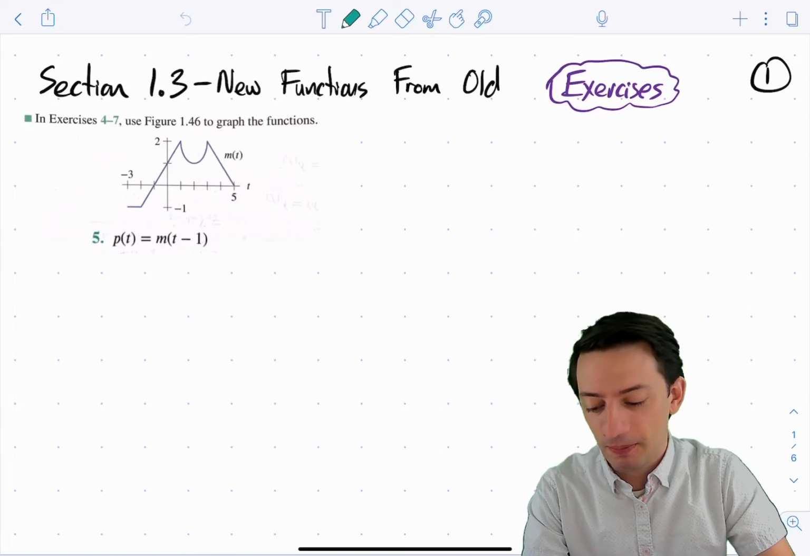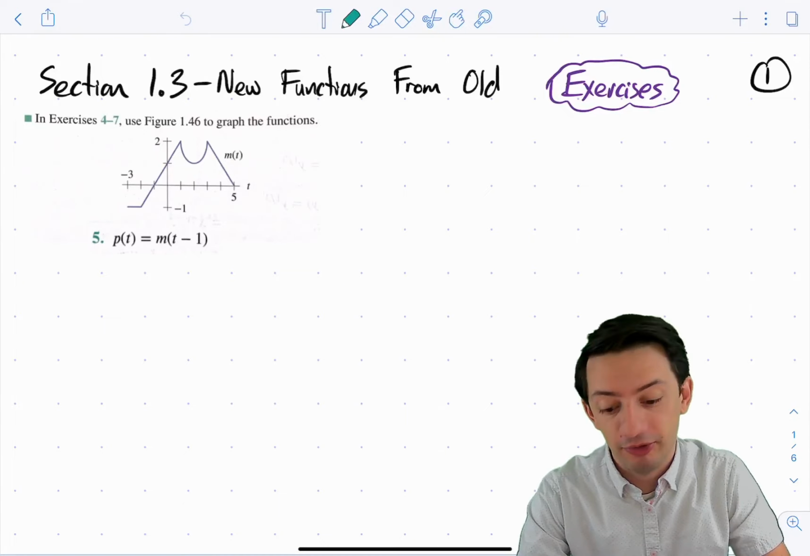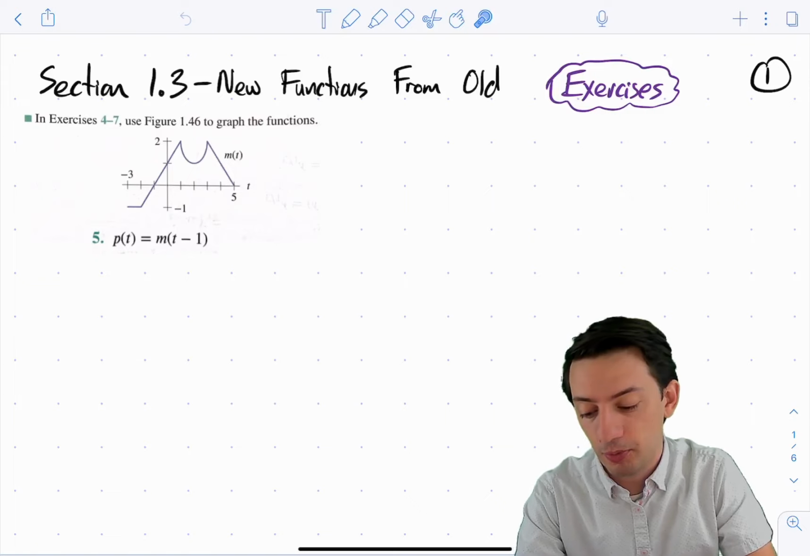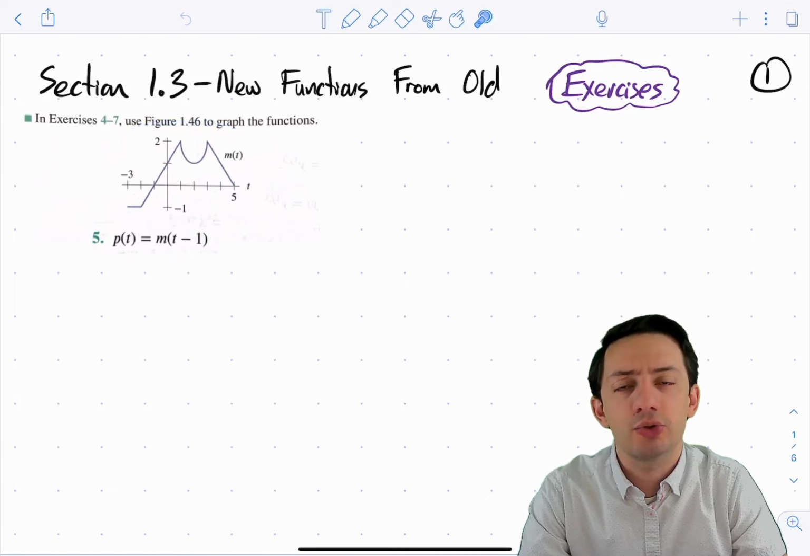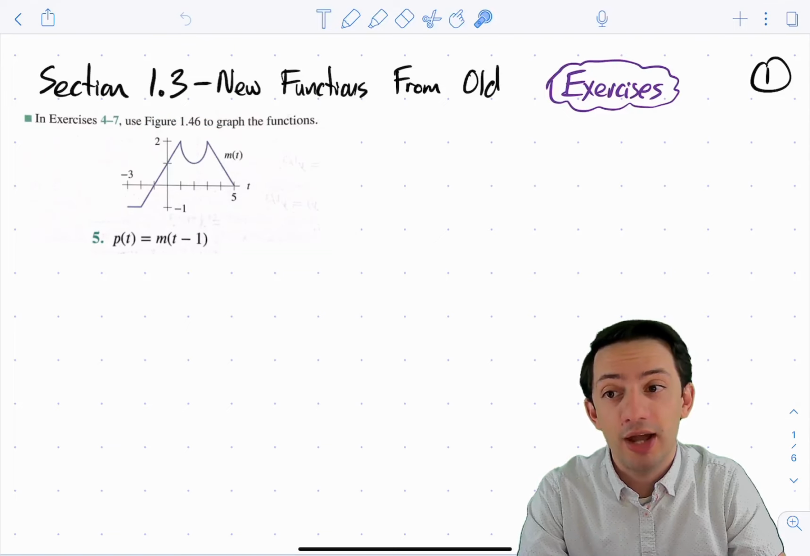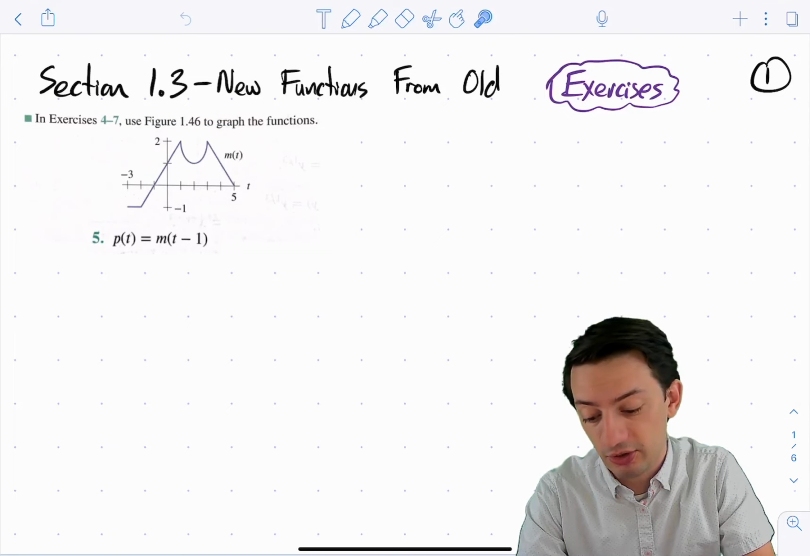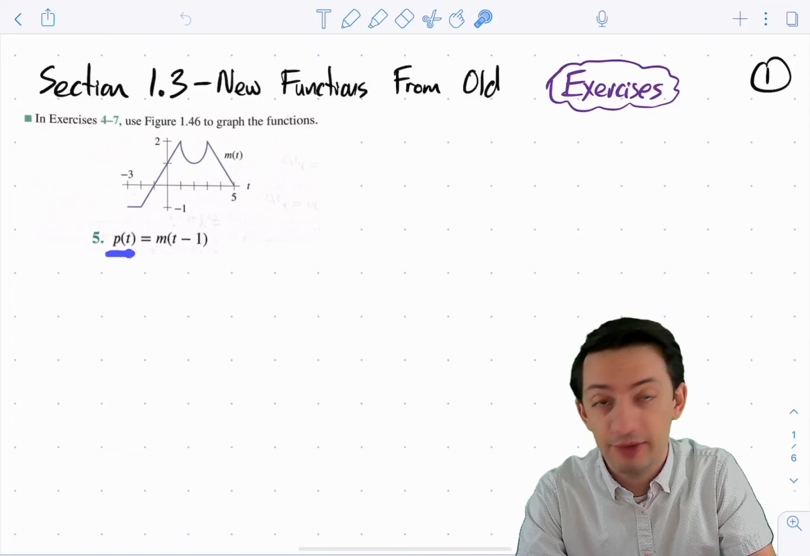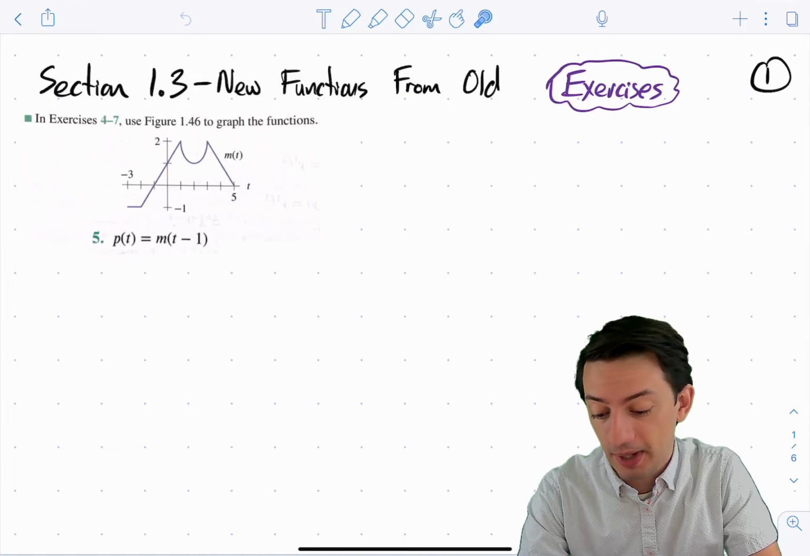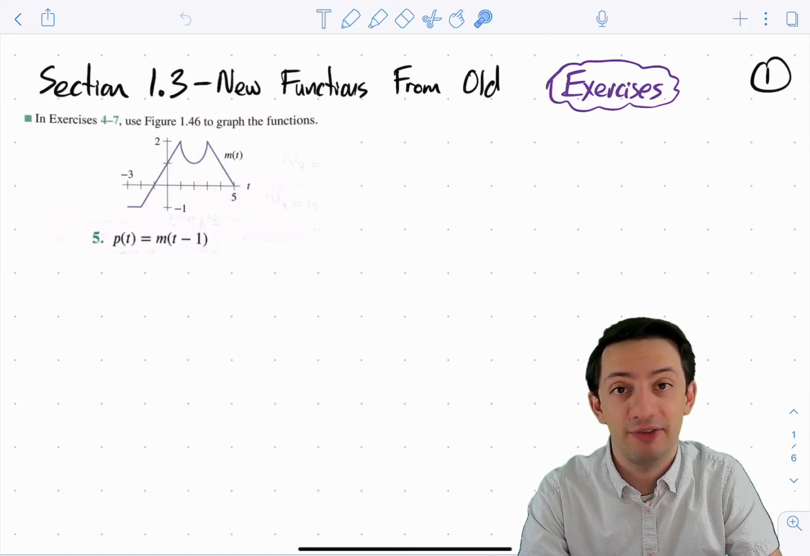Jumping right into our first problem, this is number 5 from the textbook. For this group of problems, it gives us a graph and asks us to apply a certain transformation and show what the new graph looks like. This is the graph for m of t, and it asks us to draw the graph for p of t that we obtain by subtracting 1 inside the function.